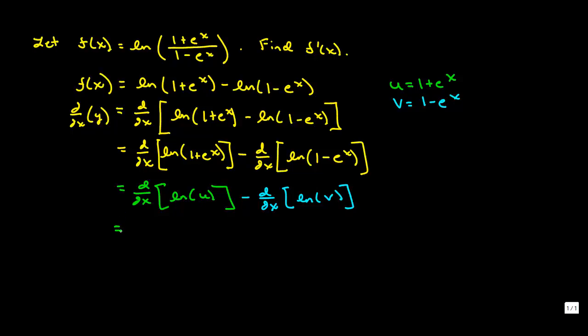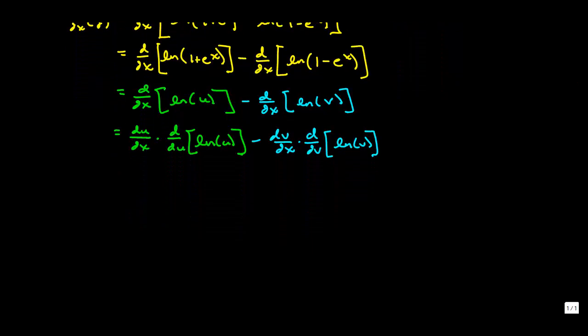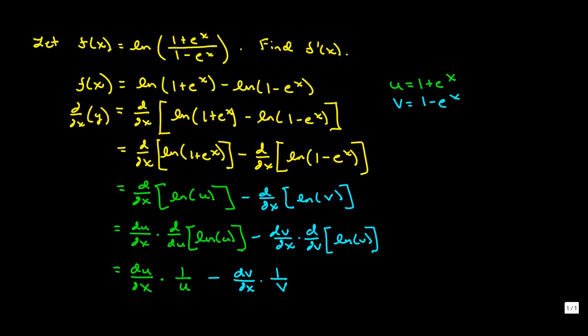So I'm going to do some substituting here. This is du dx times d over du of the natural log of u, and this is going to be minus dv over dx times d over dv, the derivative with respect to v, of the natural log of v. So over here, this is going to be du dx times the derivative of the natural log of u with respect to u, which is 1 over u. So this is minus dv dx times 1 over v. So let's go back up here now and do some calculations.